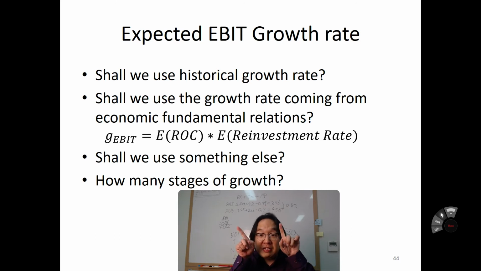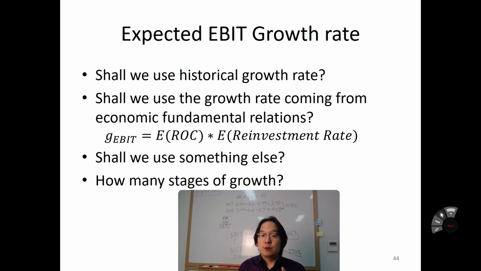It's so different from what we used to have. You have this expected sign. Well, it's the same thing. We are doing all estimation based on our expectation, right? So don't get scared. We mean the same thing. ROC times reinvestment rate. So shall we use this ROC times reinvestment rate to assume our EBIT growth rate when we do the cash flow projection? Or shall we use something else?